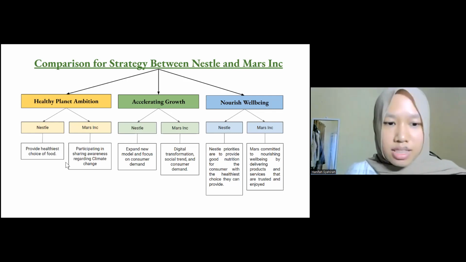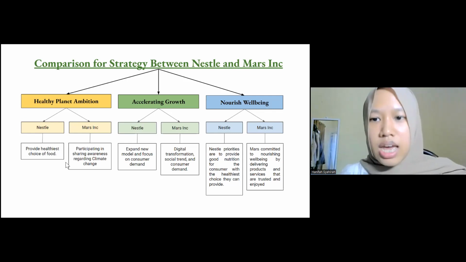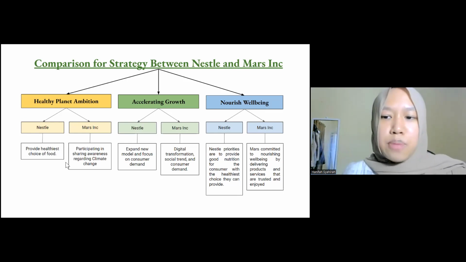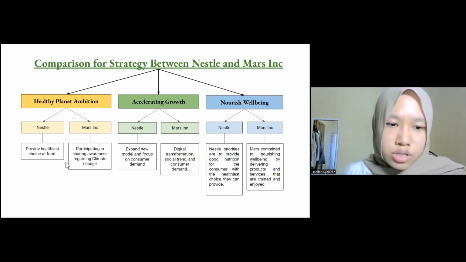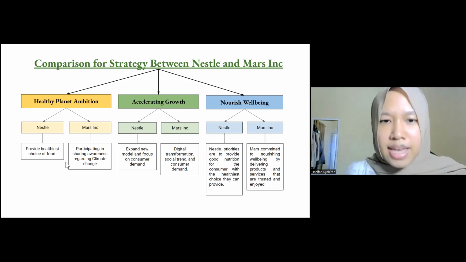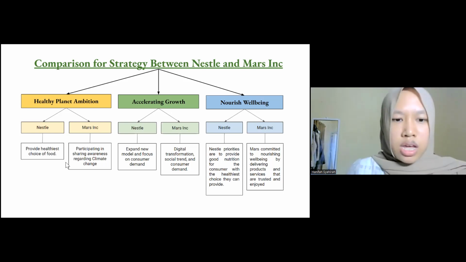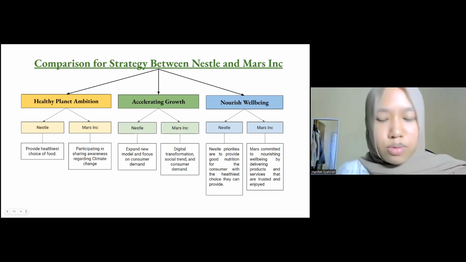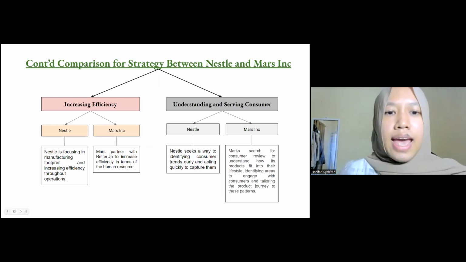And the third strategy between Nestle and Mars Inc. is about nourish well-being. Nestle is more likely to provide good nutrition, and Mars Inc. is the same, also good nutrition. So nourish well-being is the same strategy for Nestle and Mars Inc. There is no difference in nourish nutrition between the companies.